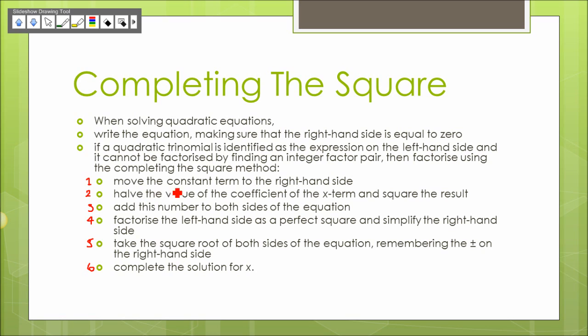First of all, we move the constant term to the right-hand side. The constant term is simply the number which doesn't have an x attached to it, so the number that comes at the end. We move that to the right-hand side. Then we halve the value of the coefficient of the x term and square the result. That's a lot of stuff to do. We'll go across that step by step in the examples. Next, we add this number to both sides of the equation, factorize the left-hand side as a perfect square, and then we solve it from there. Alright, so these are the steps.